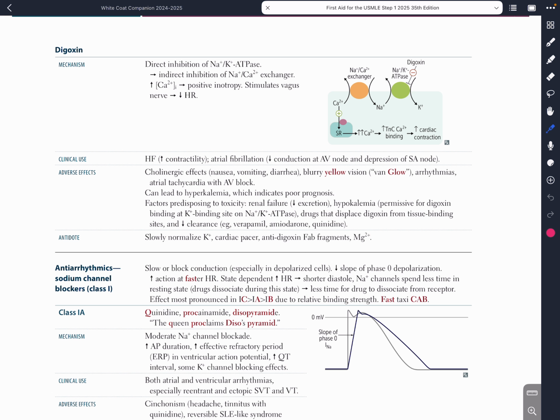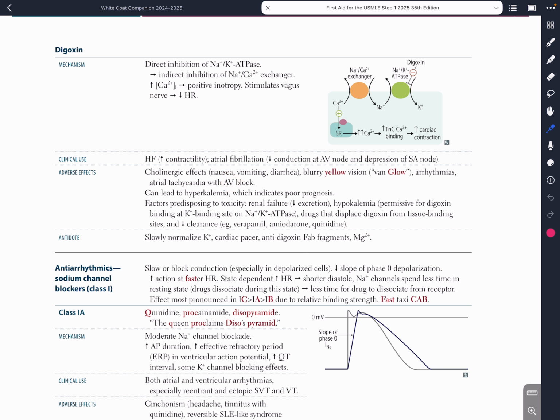An adverse effect of digoxin is cholinergic effects like nausea, vomiting, diarrhea, and blurry yellow color vision. Van Gogh was a painter, so think Van Glow. It can also cause arrhythmias, and atrial tachycardia with AV block.